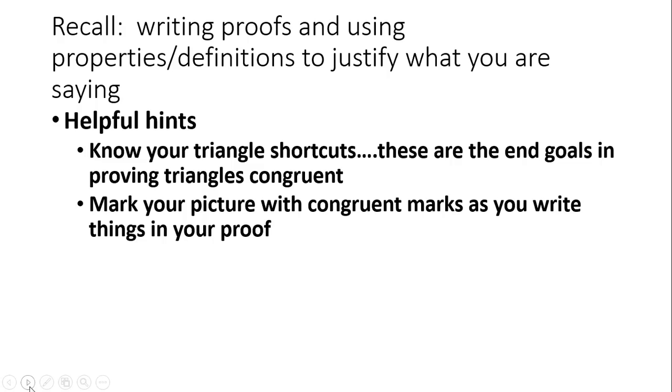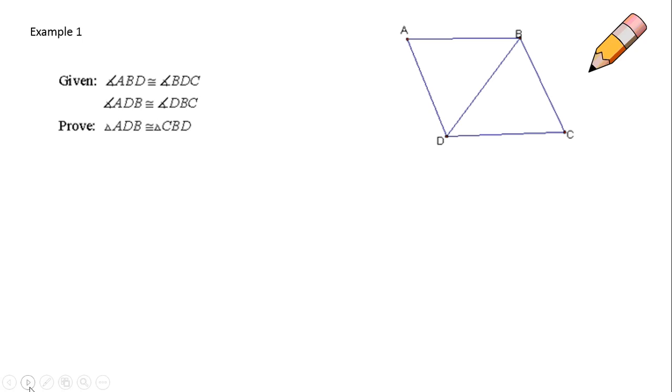Some helpful hints about triangle proofs are that you know your shortcuts, so that you know the side angle side, because they are the end goals in proving triangles congruent. And that you also mark your picture with congruent marks as you write things in your proof. Those are my two helpful hints for this part of proof writing. So let's do a few examples here together.